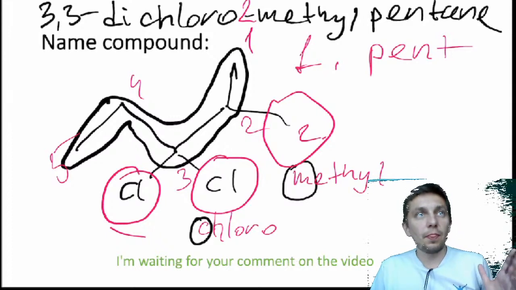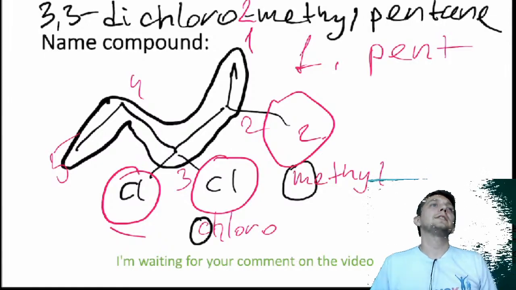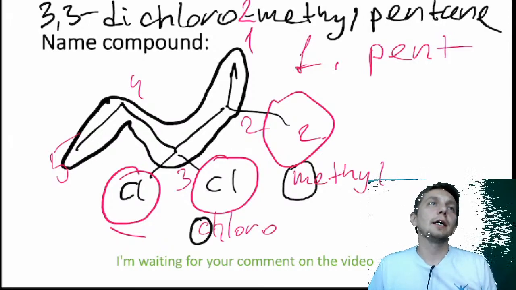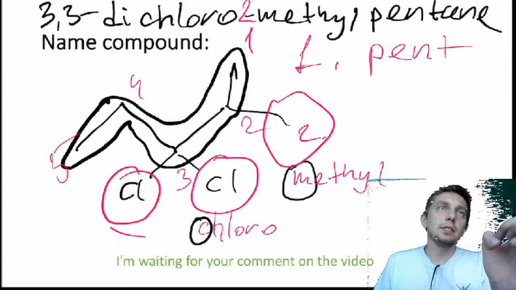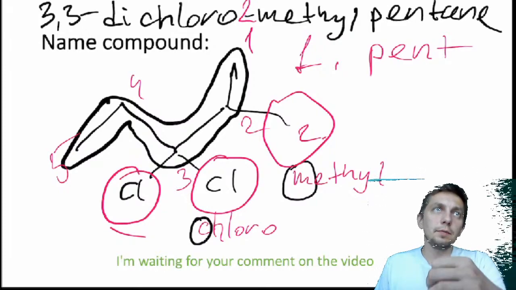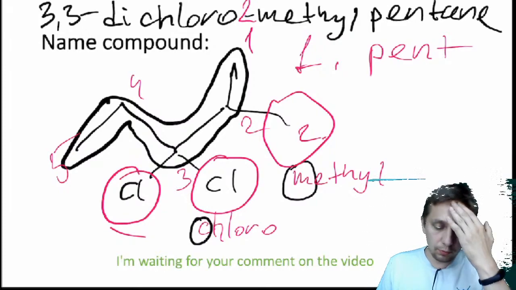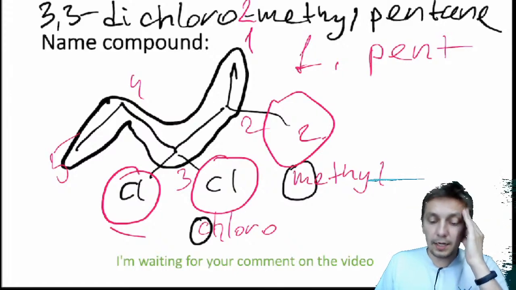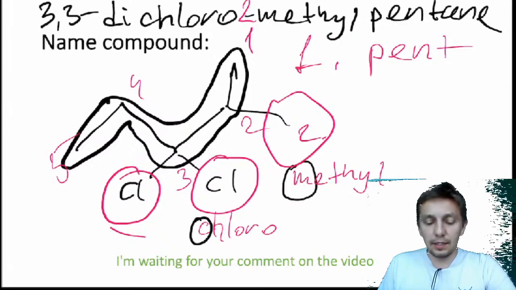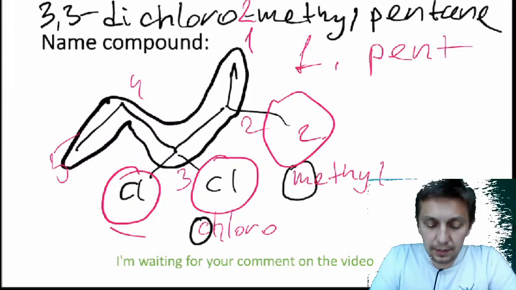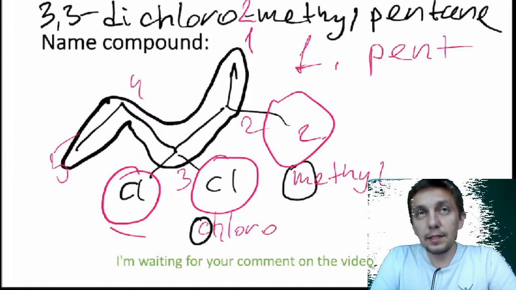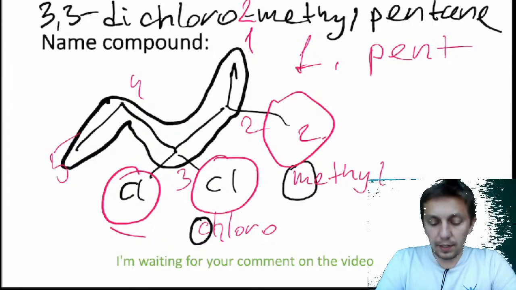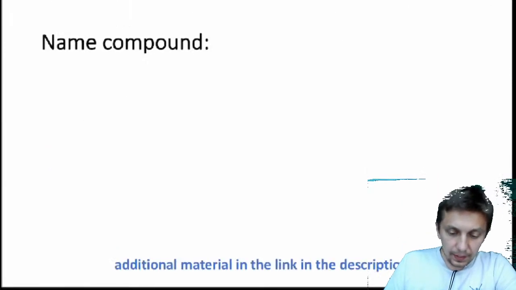3,3-di because we have 2 chlorine atoms in position 3, and 2-methyl because we have a methyl group in position 2. And at first it's chlorine because alphabetically the letter C is before the letter M.